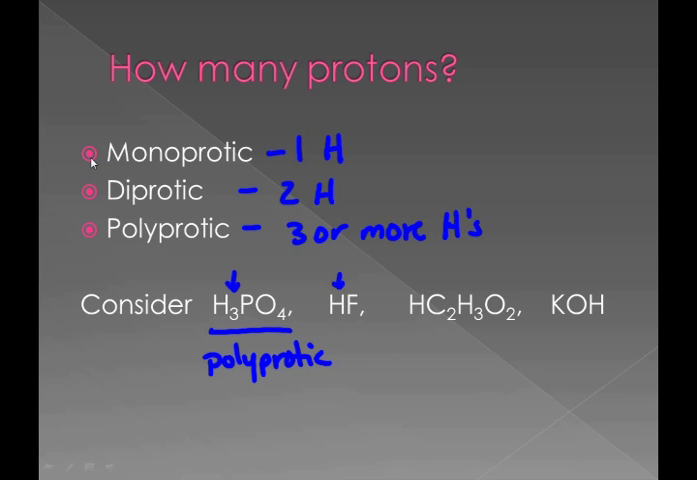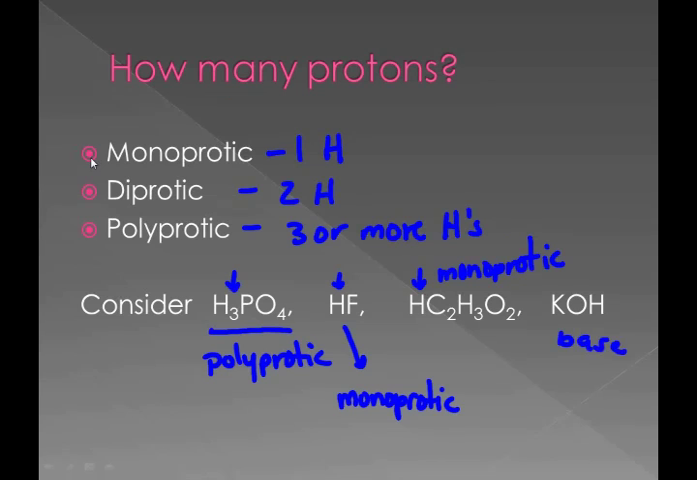HF only has one H, so this would be monoprotic. HC2H3O2 has a bunch of H's. There's actually four total, but there's only one written at the front of the compound formula, and so we know that there's really only one acidic hydrogen. So this would be a monoprotic acid. KOH isn't really an acid at all. We know that because there's no H's written in front. In fact, KOH is actually a base.